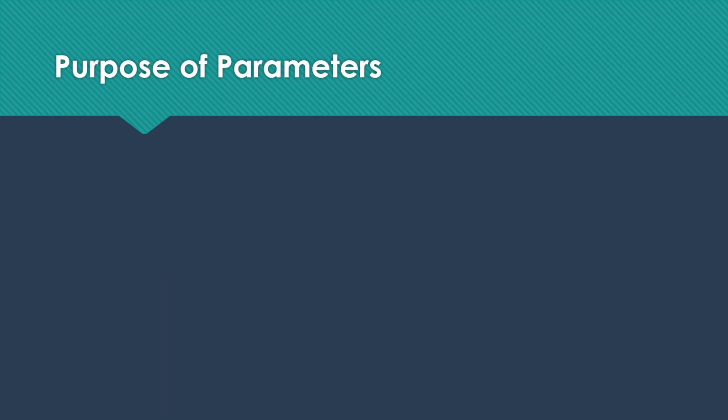Before I wrap this up, I do want to talk a little bit about the purpose of parameters. The most common purpose of a parameter is to provide information to a subprogram. And that's probably what you think of as what we do with parameters, is they're giving data to the subprogram to tell it what to do.